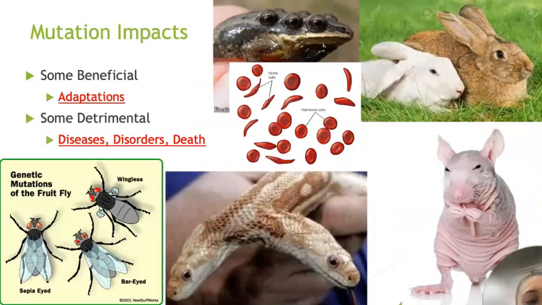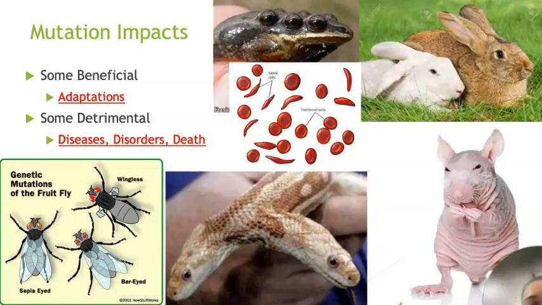Once these mutations occur, there's basically two different ways that this can happen. So you can have mutations that could actually be beneficial, or you can have mutations that are detrimental, which are bad for us, and that's most of the time what we see are detrimental disorders. So there's lots of mutations that we see up here.